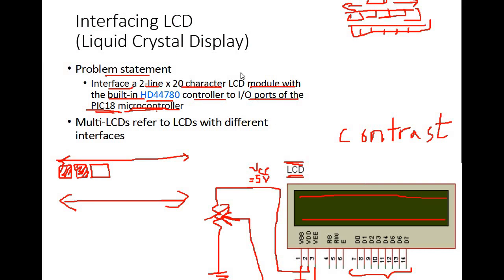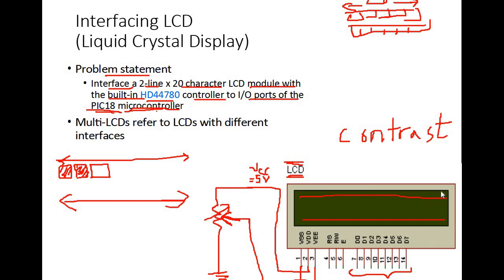Now let's look at an example of interfacing an LCD to a microcontroller, right? So what is the problem statement? We want to interface a 2-line 20 character LCD module, 2 lines and 20 characters per line module with the built-in HD44780. Remember, I told you this is the standard HD44780 controller to the IO ports of the PIC18 microcontroller. So we are using a PIC18 microcontroller and we want to interface this LCD with the PIC18, right?